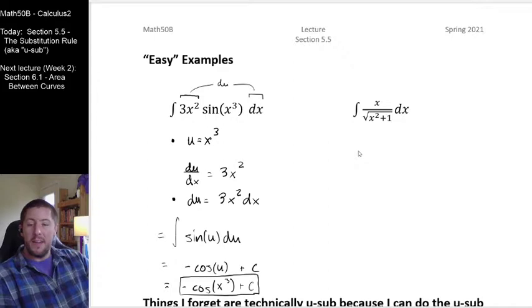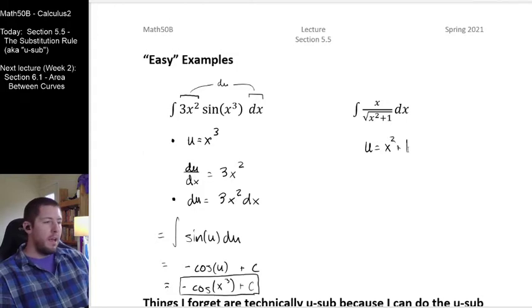So again, even if I can't quite see where I'm going with this one, what I can see is that x squared plus 1 has a derivative of 2x, and that seems like the x that I'm seeing right there. So that's my good indicator that u sub is going to be a good move for this guy here. So for my u sub then, I'm going to let u be x squared plus 1.